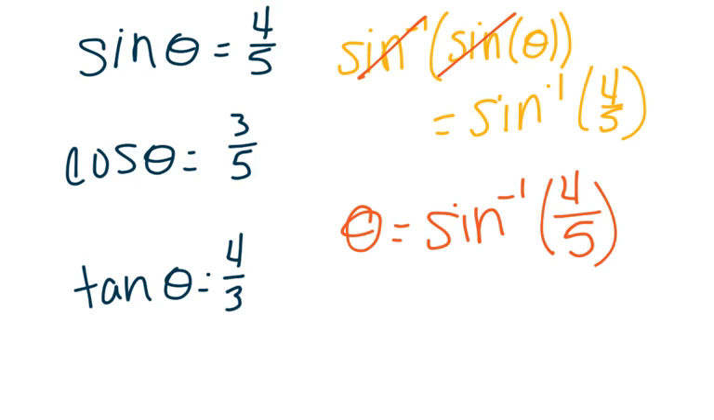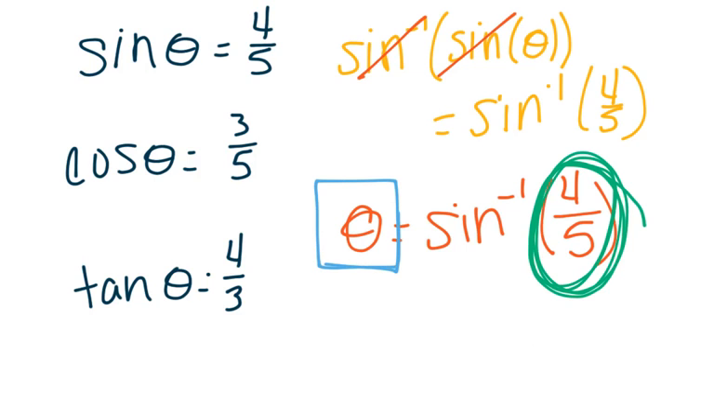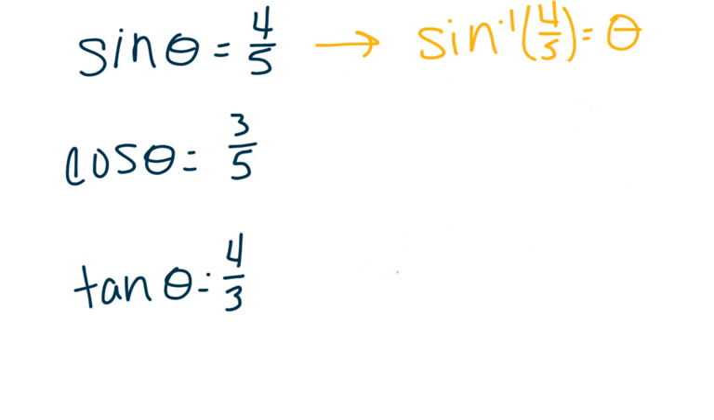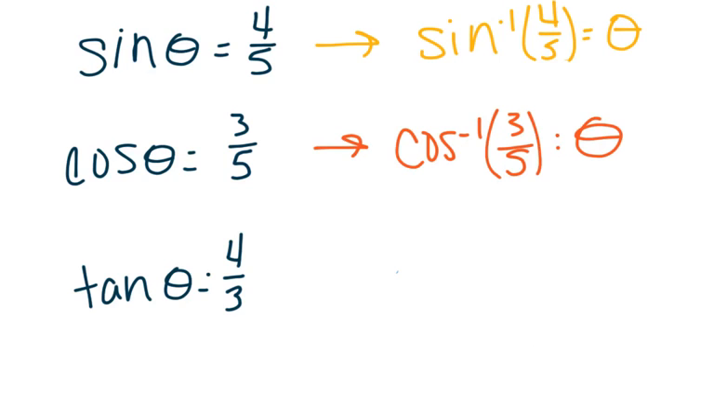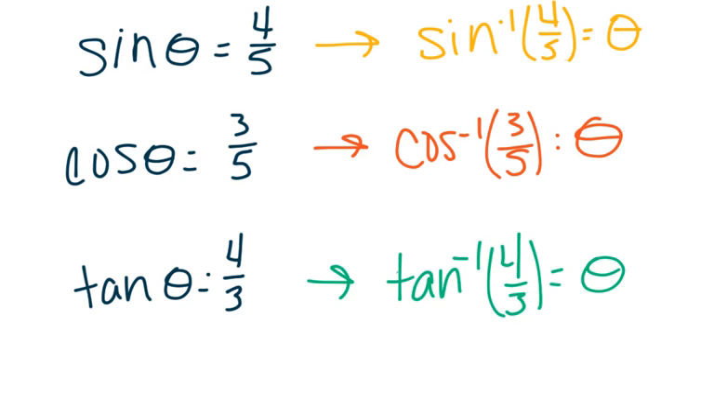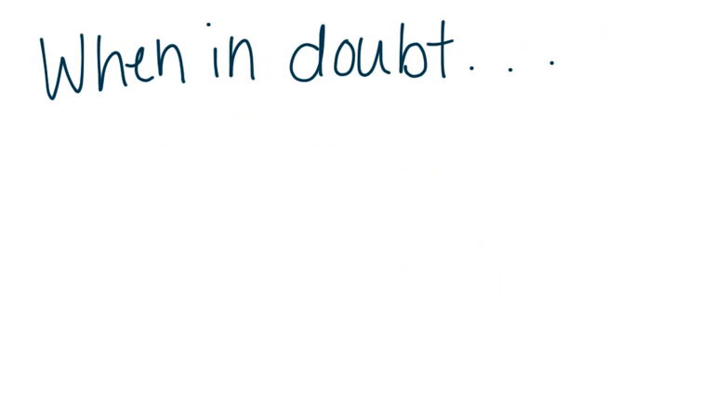This means that your inputs to an inverse trig function are going to be ratios of sides of your triangles, so they're going to just be length measurements, and then your outputs are going to be your angles. Now, just as sine inverse of 4/5 equals theta, cosine inverse of 3/5 equals theta, and tangent inverse of 4/3 equals theta.